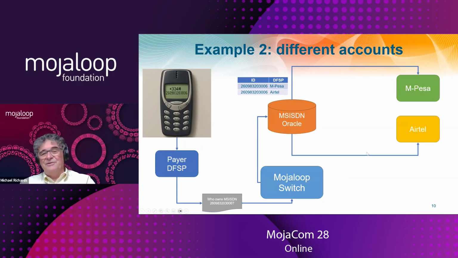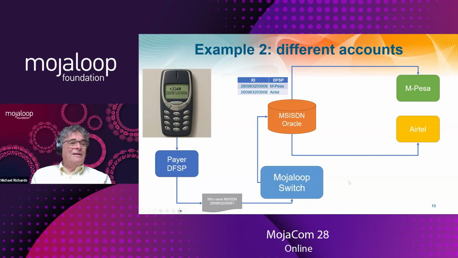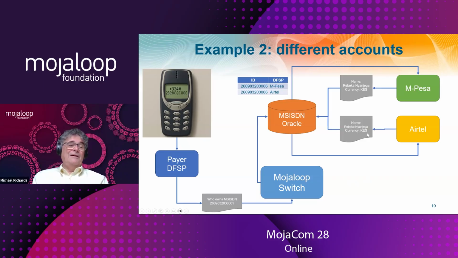We send out to the various DFSPs, as we said, and M-Pesa responds and says it's Rebecca Nyanjiga's account. And amazingly, Airtel responds and says it's the same account. Rebecca has two accounts, one at M-Pesa and one at Airtel. And we can tell from the concurrence of the names that we are, in fact, talking about the same person.